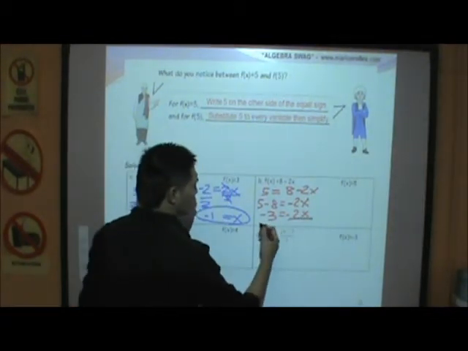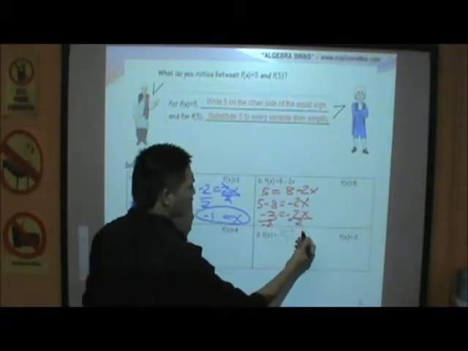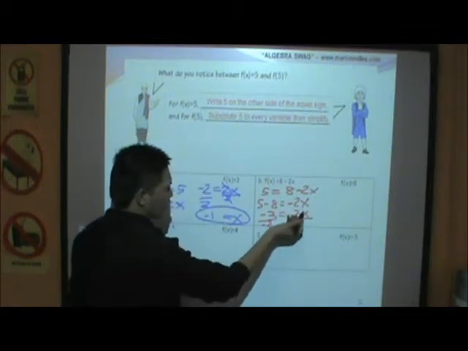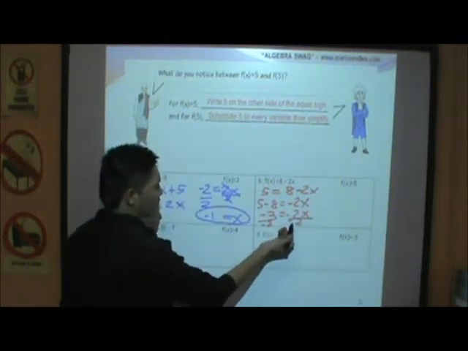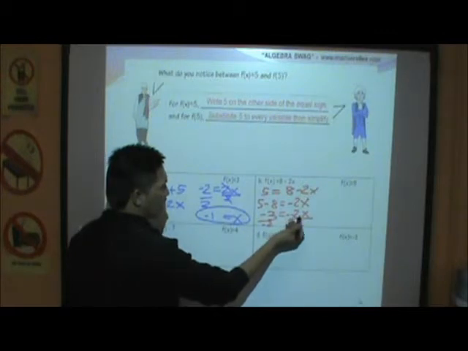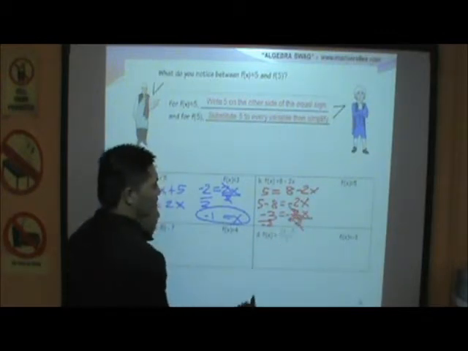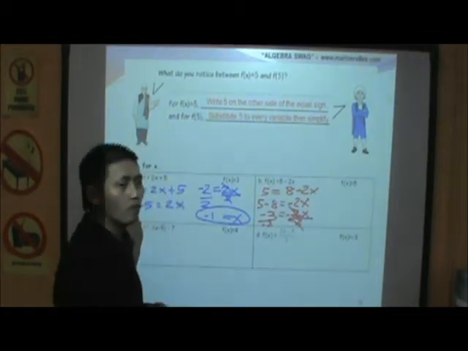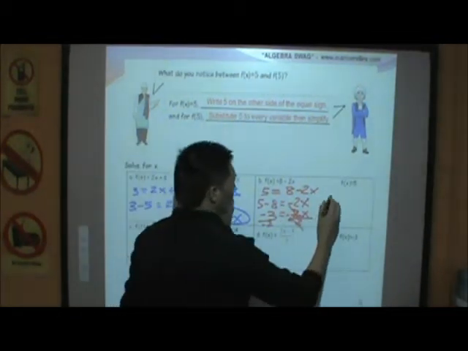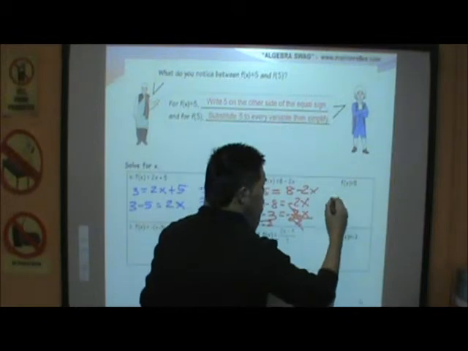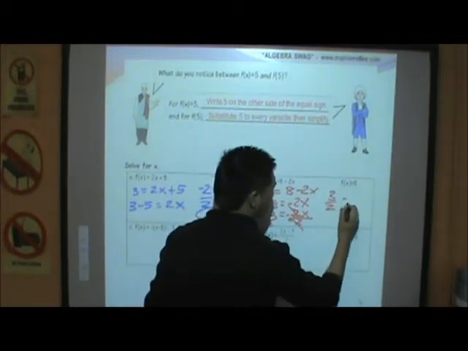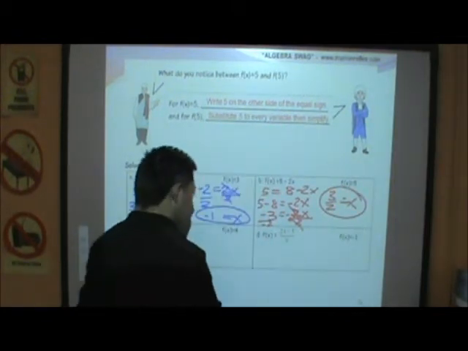Then divide both sides by negative 2. The reason why we had to divide both sides by negative 2 is that negative 2 is beside x. We need to cancel that out, and now you have negative 3 over negative 2. You have to remember, negative divided by negative is positive, so now you have 3 over 2. That's how easy it is.